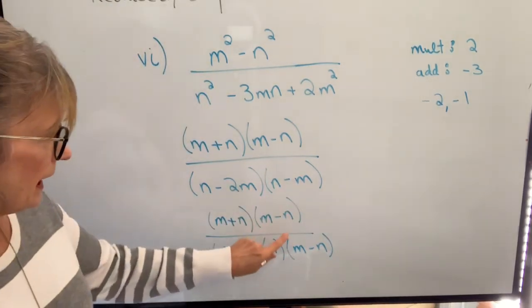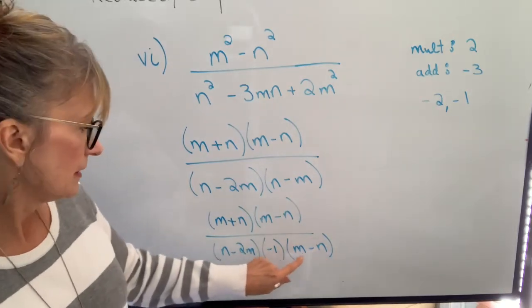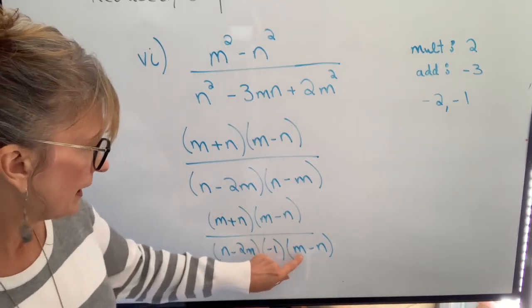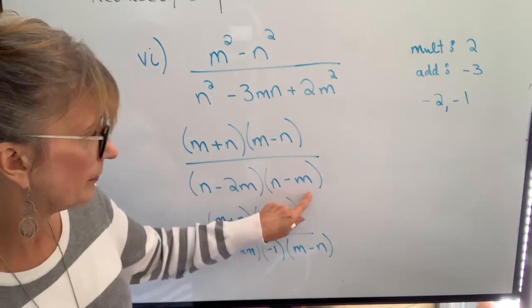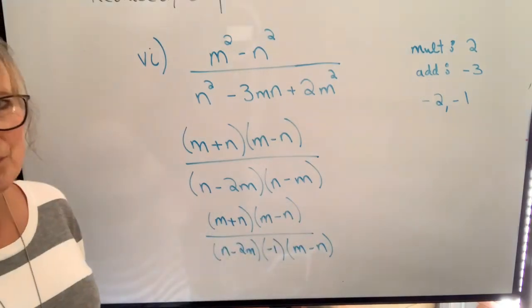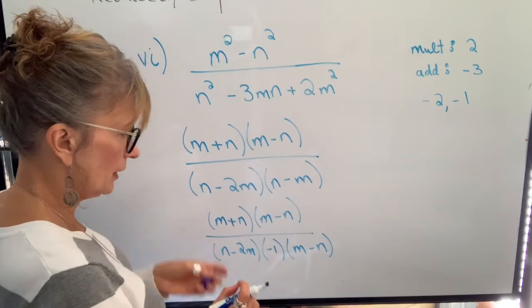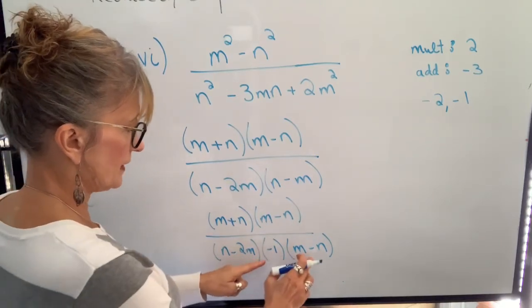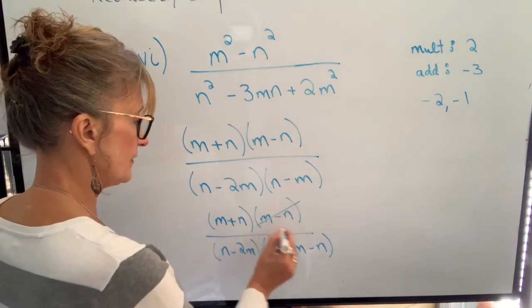factor only. And it becomes -n plus m, and I just switch the order. If I were to multiply this -1 back in, that would become -m plus n, which is the same as n minus m. So when you factor it out, it's just maybe easier to change the order so it doesn't look quite as awkward, but hopefully you understand that that is still equivalent. Now I can cancel the m minus n.